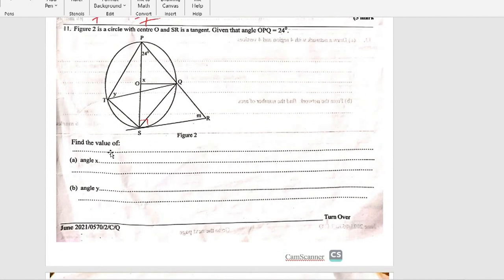Now looking at angle X here, angle X will simply be 180 degrees minus 2 times 24 degrees, which gives us 132 degrees. Angle Y. Remember the angle at the center is twice the angle at the circumference, which means the angle at the circumference is half that at the center. So it will just be half X, which is half of 132 degrees, gives us 66 degrees.